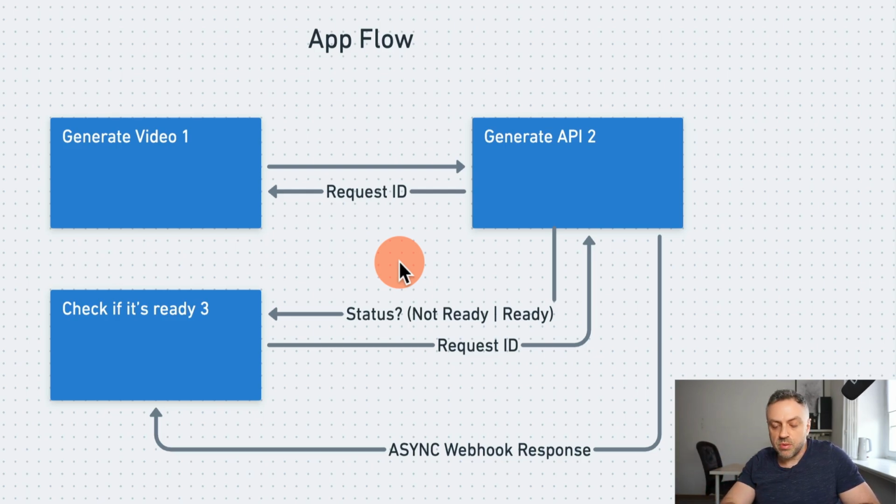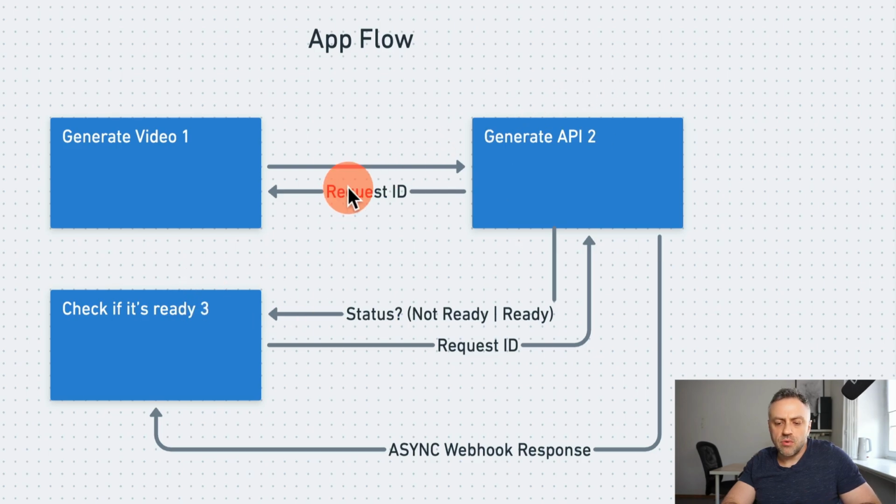Okay. So roughly speaking, there's also another way of doing it. And that is when you make your initial request, you send the system something called a webhook, right? Basically, you send it a URL and you say, here's the URL, call it when it's ready. And if you do that, you don't need to keep asking for it.